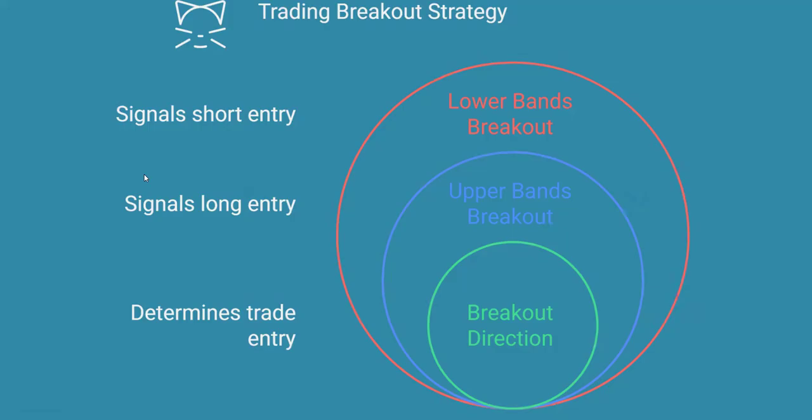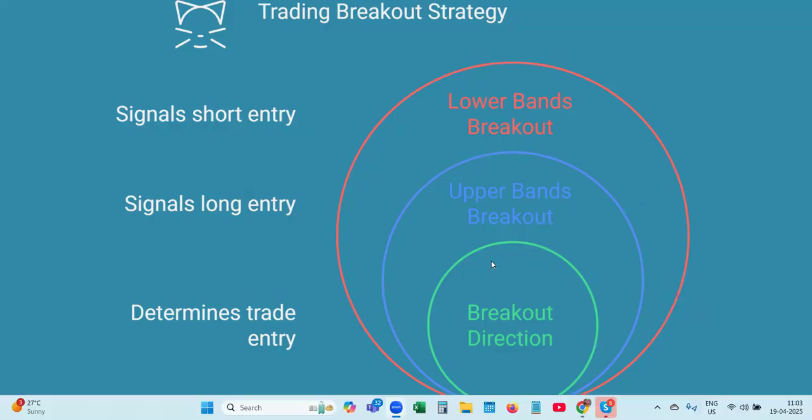See, here, this is the graphical representation of the breakout direction. Upper band breakout, you will get a long entry. If it is a lower band breakout, you will get a short entry. You can determine your trade entry. This is the graphical representation for the entry.